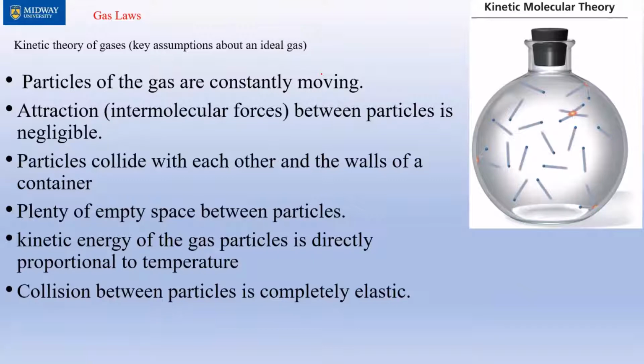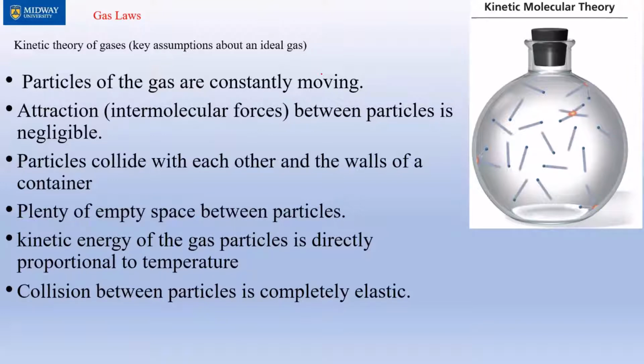Okay, particles are constantly moving, which we've already seen. Attraction between particles is negligible. That is, particles collide with each other and then they go in different directions. It's called chaotic motion, which you can see in the picture, that 2 particles collide and then they're moving in their own direction. It is random. It's entirely random. Particles collide with each other and then the walls of the container.